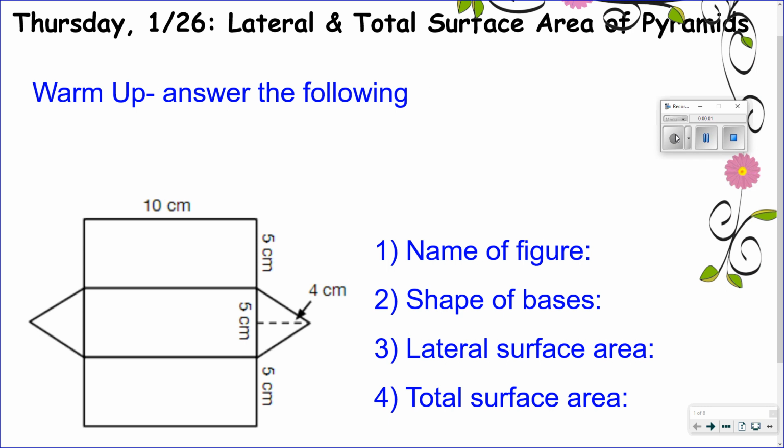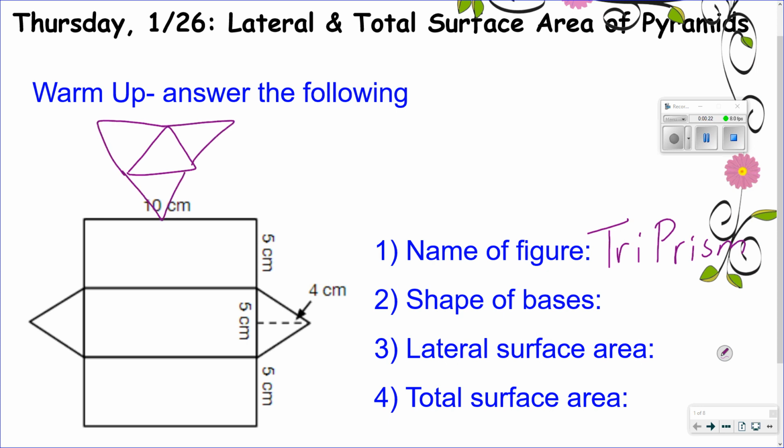Name the figure. What is that? Triangular prism. Guys, how do I know it's a prism and not a pyramid? Because a triangular pyramid would have a triangle for the base, and then all of the lateral sides would also be triangles, okay? So what's the shape of the bases? Triangles.